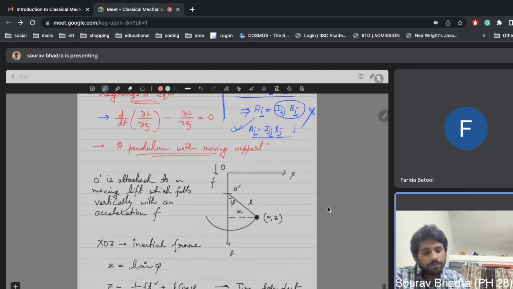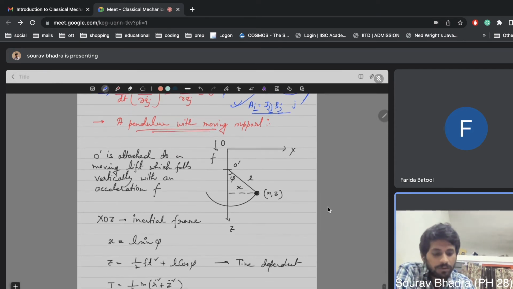So we will do a problem, a pendulum with a moving support. The problem is like this: a lift which is going downward, and at the roof of the lift a pendulum is attached. That means the pendulum, along with its own oscillation, is moving with the lift in a downward direction. Now let us say that this is the roof of the lift at time t equals t, and we will start like this, that it was the lift, say, at t equals 0.